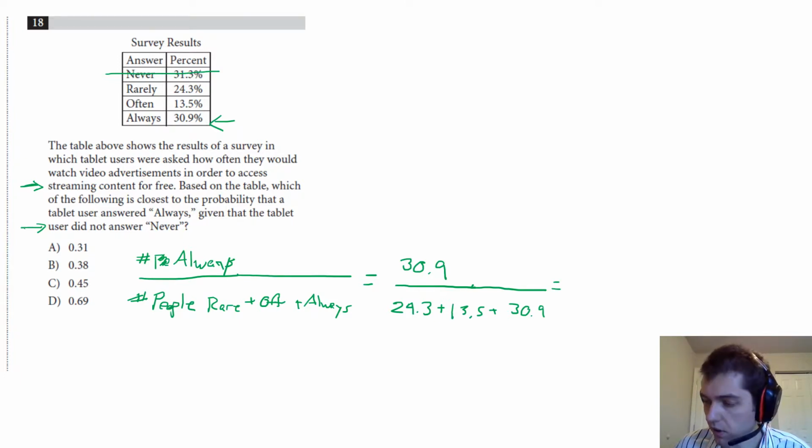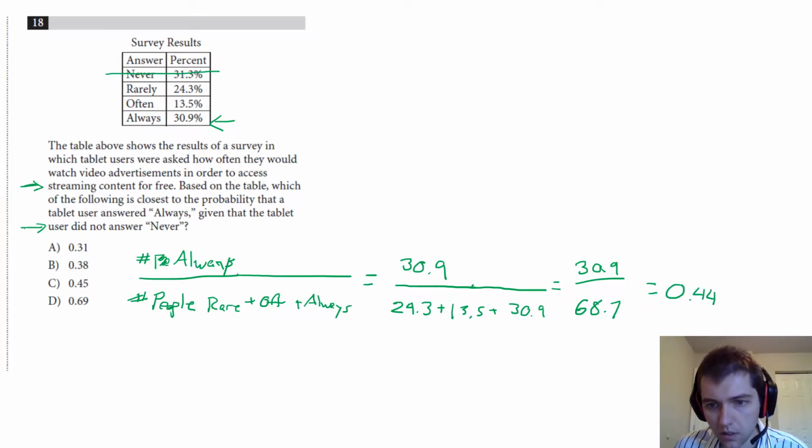What you'll end up with is 30.9 divided by 68.7. Go ahead and do that division again on your calculator. You will come up with 0.44978. And they're asking for which one's the closest. You can round that up, it's pretty close to C. This is equal to 0.45 approximately. The correct answer is C.